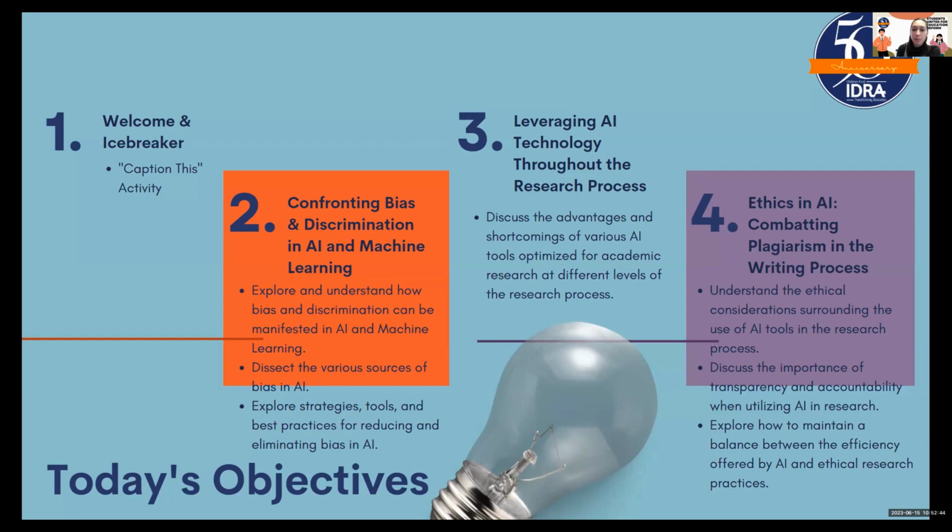We'll talk about some advantages and shortcomings to some of the AI tools optimized for academic research at different levels of the research process. When we get to that section, I'll indicate at what point of the research process we're actually focusing on. Then we'll close out today by talking about some ethical considerations with respect to AI: how do we combat plagiarism in the writing process particularly, and the importance of transparency and accountability in utilizing AI in research.